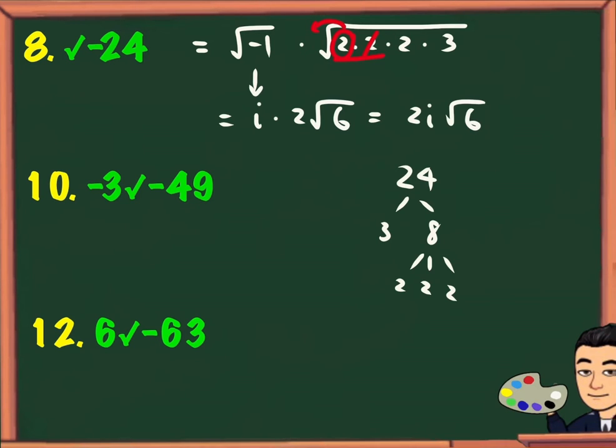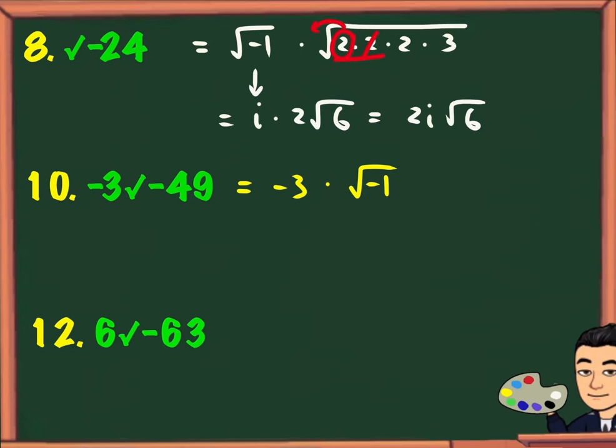of 6. For number 10, I'm going to go ahead and erase this. I'm going to rewrite this as -3 times square root of -1 multiplied by positive 49. So that will be square root of 7 times 7. So this is going to equal -3 times i.